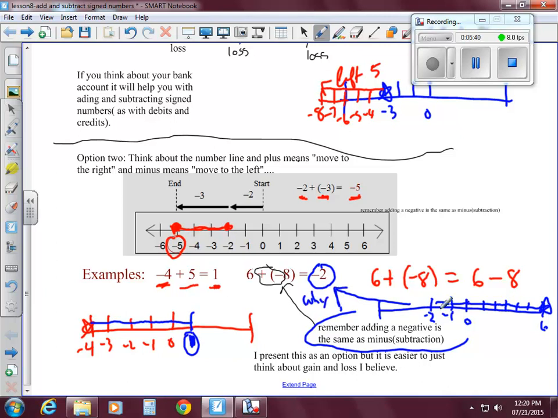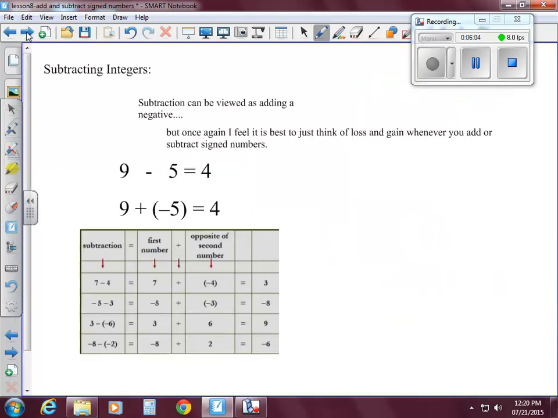Okay? So standing at 6, just reminding you, and if I go whoop to the left 8, I can arrive at negative 2. So I present this as an option, this whole drawing option, but I really think in the end it's best to think about gain and loss, maybe even gain and loss of money, because you're comfortable with that. Okay. Let's go to the next slide.